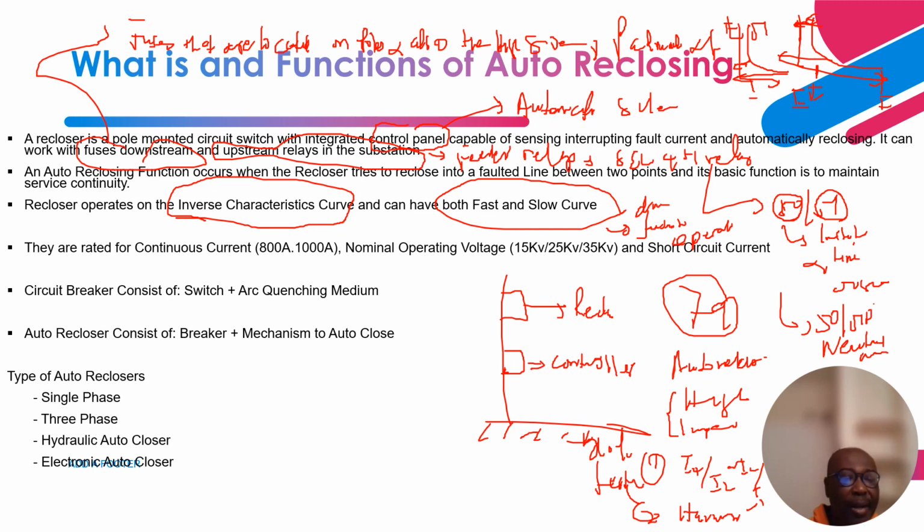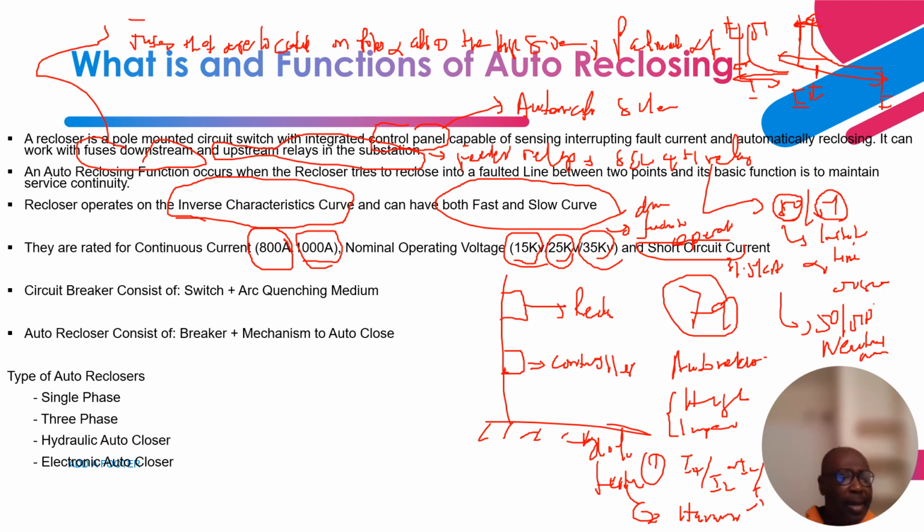So the breaker can have a continuous current rating of 800 amps or 1000 amps. And for nominal operating voltage, these are the different voltages that you can achieve on a medium voltage level, right? 15 kV, 25 kV, and 35 kV. And short circuit current, they can have like 31.5 kA.